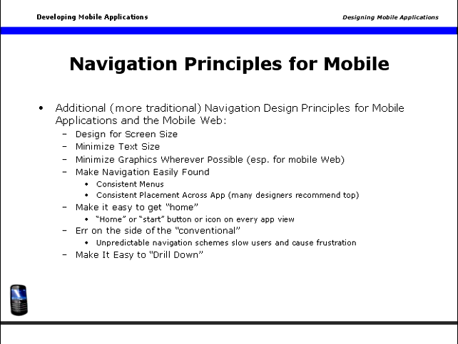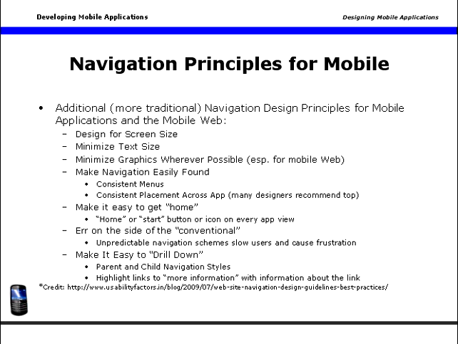Make it easy to drill down. By using parent and child navigation styles. Parent and child is another way of describing your hierarchies. First value is the parent, next is the child, and so forth. Highlight links to more information with information about the link. That is, make the link text or image descriptive if possible.